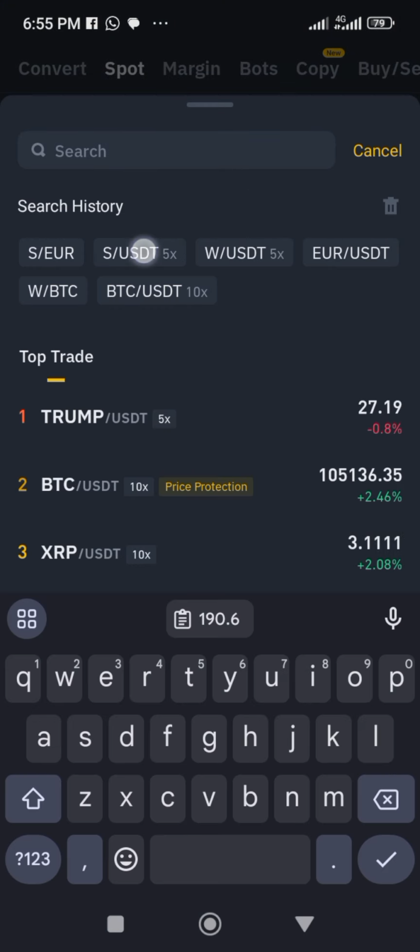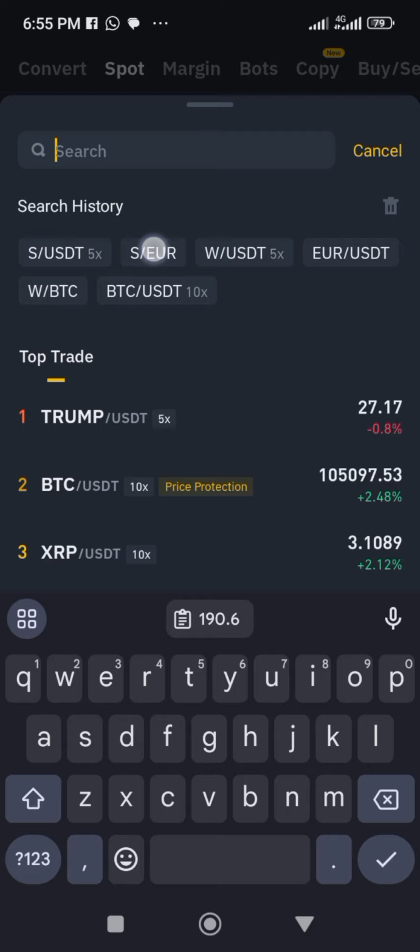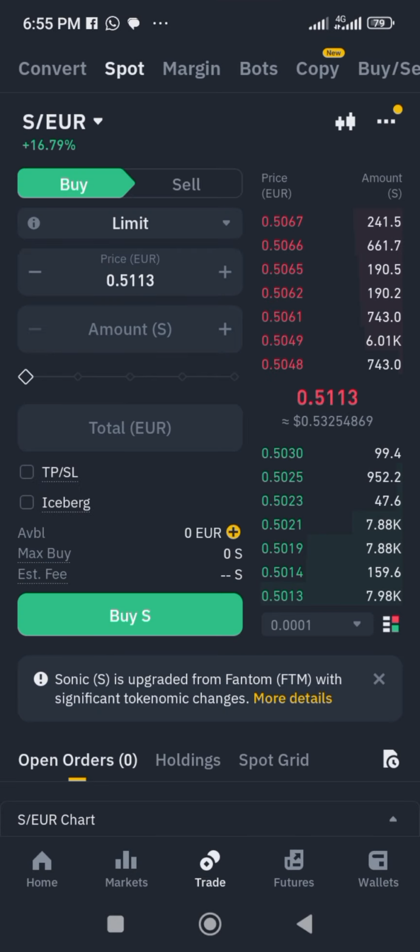I click on SUSDT. You can see the price here, 0.5251. You can actually use market order to buy this one. It's not going to affect you, but if you want to sell, use limit order. You can see the price here, $0.532. So we are actually going to make money.